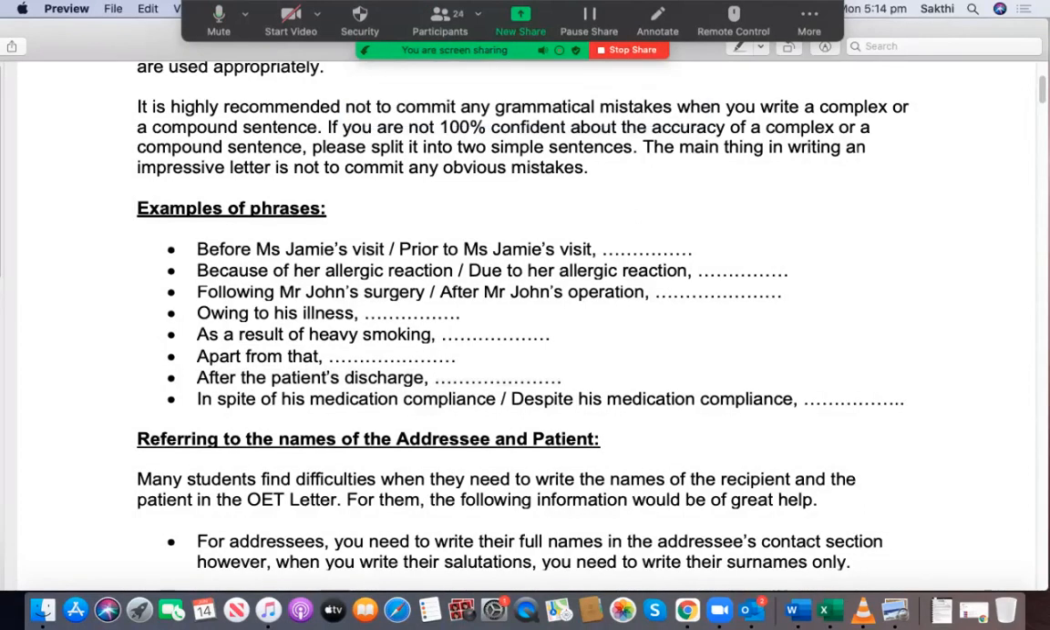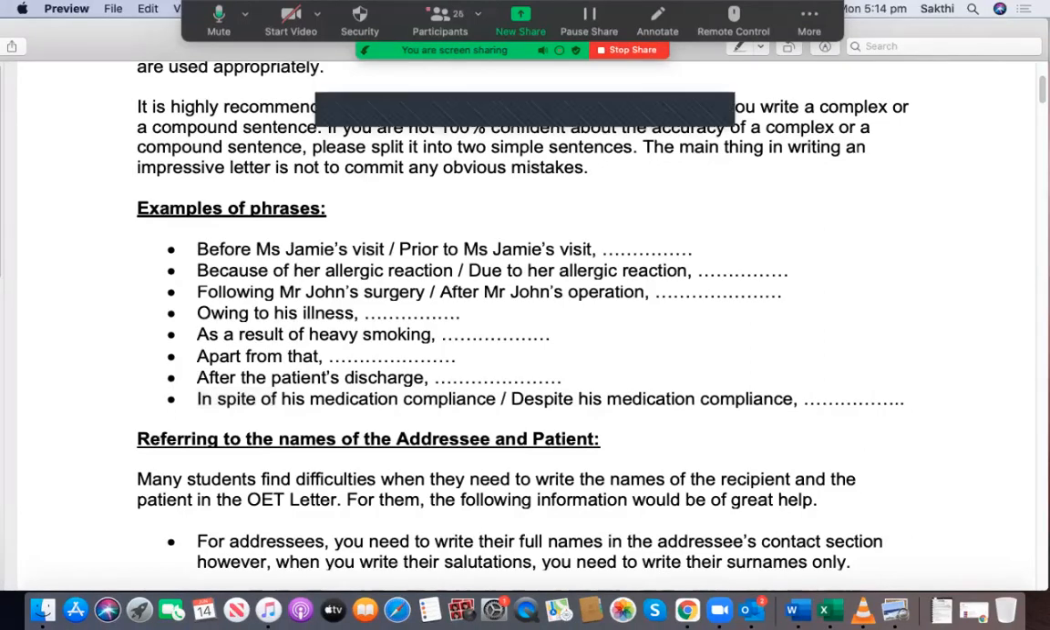Okay, and this, in spite of his medication compliance or despite his medication compliance, comma, and then you will write the contradicting information. For example, in spite of his medication compliance, comma, he was unable to recover. Okay, so in that case, in spite always goes with the preposition. You need to use in spite of. You can't use in spite only. You have to use in spite of.